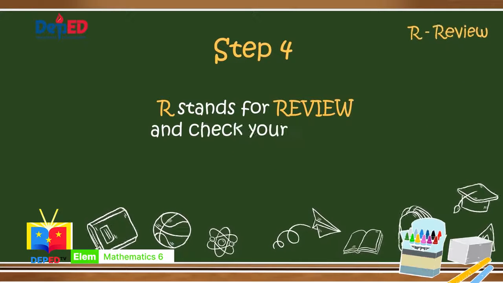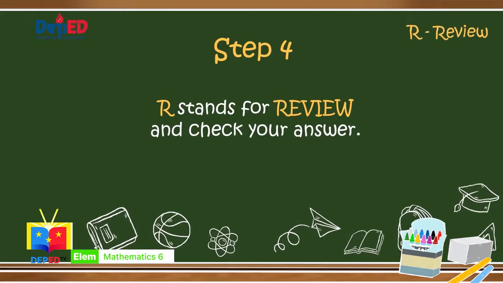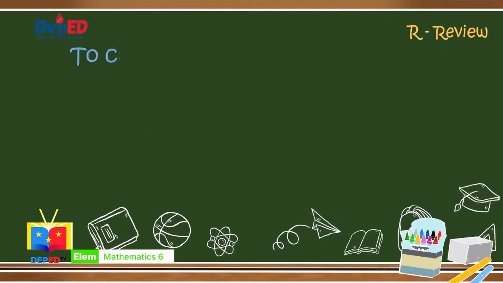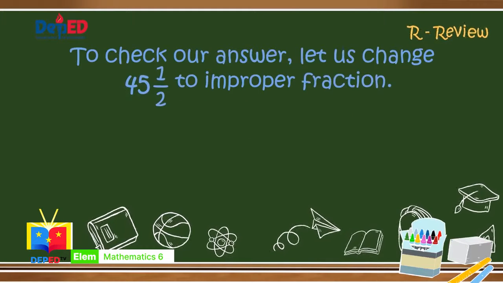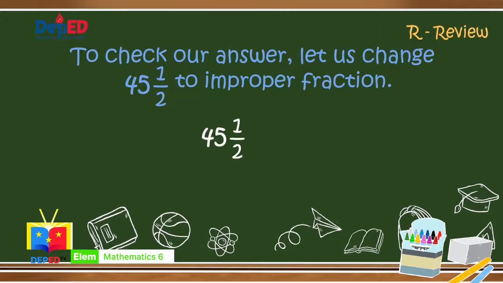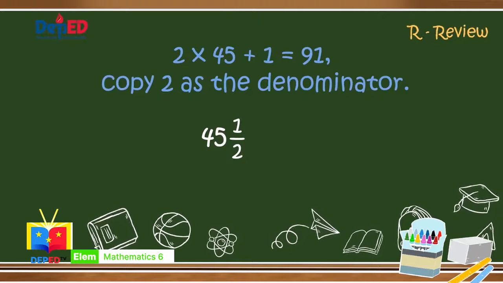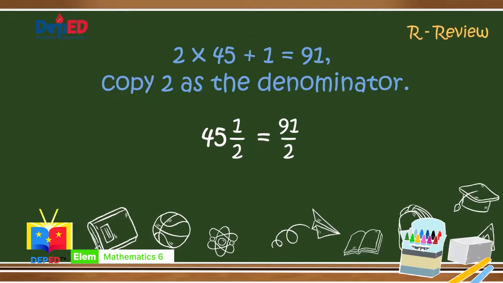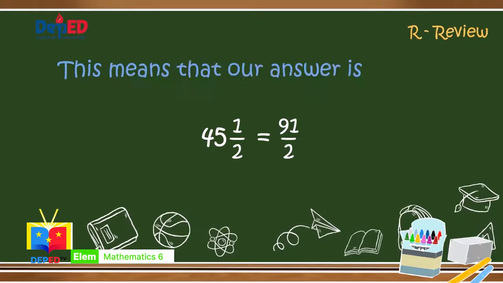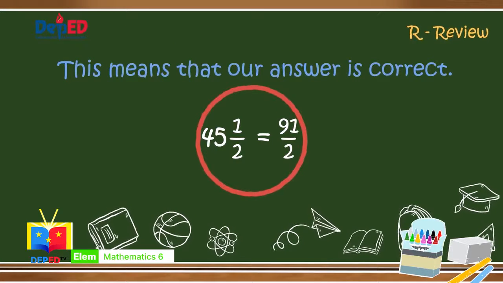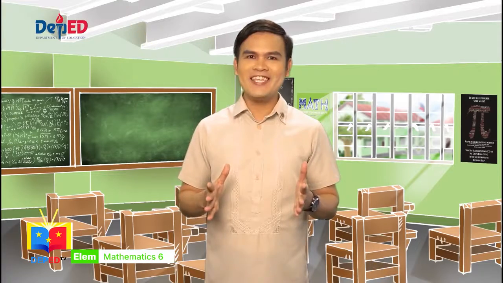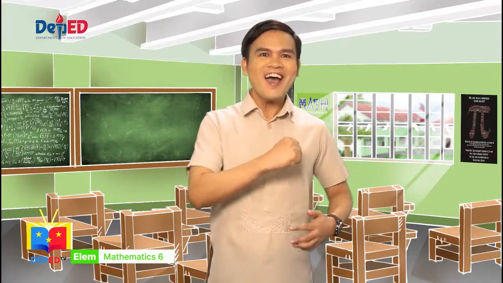And for the last step of solving, step 4. R stands for review and check your answer. To check our answer, let us change 45 1/2 to an improper fraction. 2 times 45 plus 1 equals 91. Copy 2 as the denominator. We have 91 halves. It means that our answer is correct. To check if you really get it, try this!